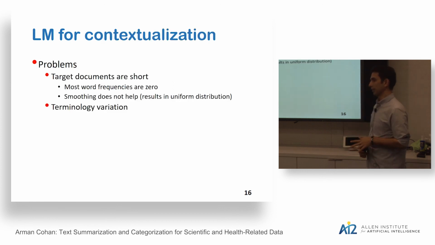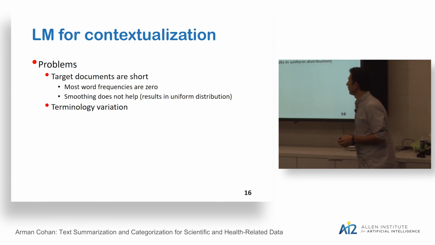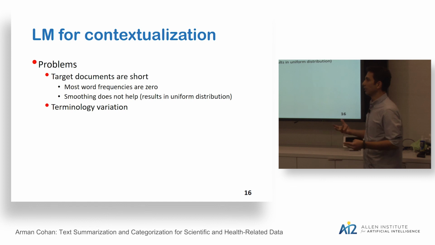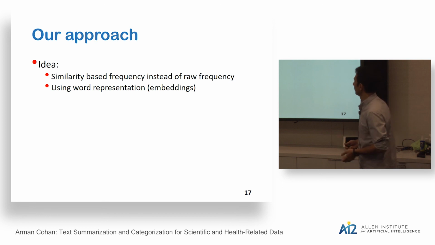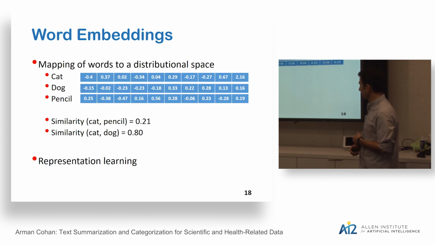If you want to use this solution for our specific problem, it will not work, because the documents are textual spans that are usually short, and most word frequencies would be 0. So the probability distribution that you will get is not discriminative enough. And also there's this terminology variation problem. So one idea is if we can replace this raw frequency with some sort of semantic frequency, we will be able to address this problem. And we can use word embeddings for this.